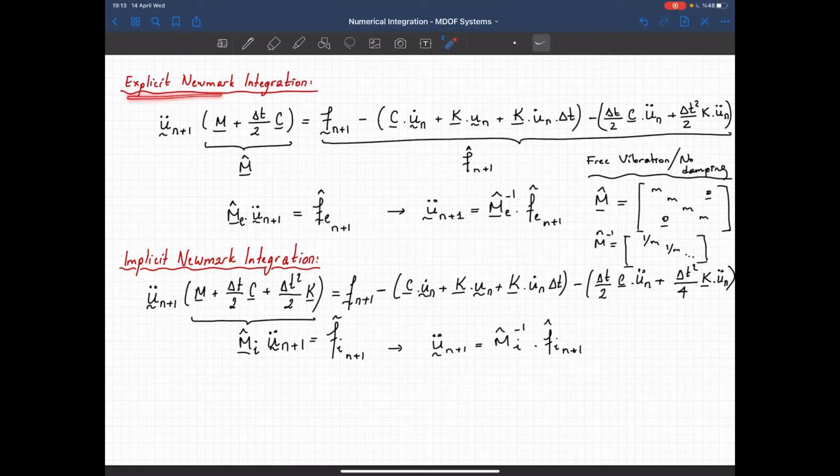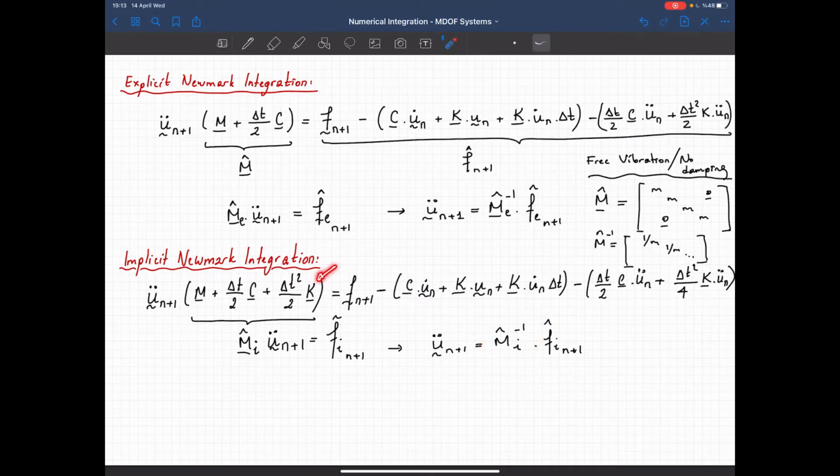This is a conditionally stable algorithm. So when you look at the implicit Newmark, as you see, we have K here. It doesn't matter if you have a diagonal mass matrix. It doesn't matter if you don't have damping here. The main computational problem is this stiffness matrix. So you always have a matrix to factorize, and you cannot simplify this calculation in the implicit integration.